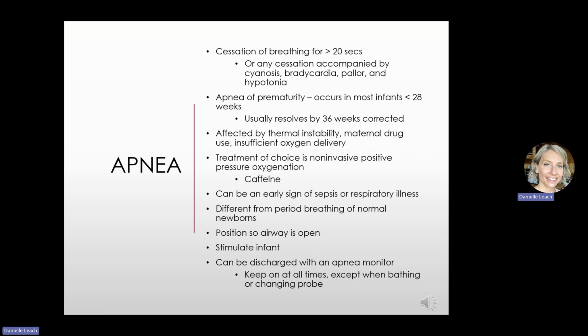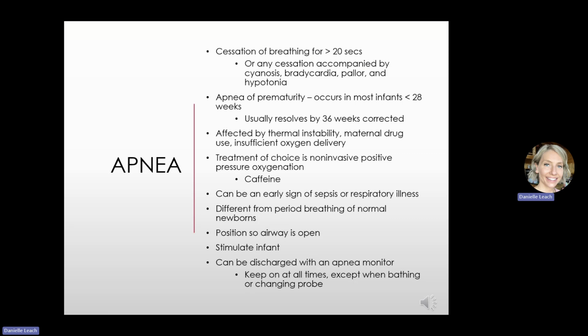So it's sort of like their brain just forgets to remind them to breathe. It can also, though, be affected by other things like thermal instability. So if the baby is too cold, they can have apnea. If the mother used drugs, especially opiates, they can have apnea, or if they're not getting enough oxygen. So maybe they need to be put on oxygen, or if they're already on oxygen, it may just need to be a higher flow. The treatment of choice is non-invasive positive pressure oxygenation, which is basically CPAP.